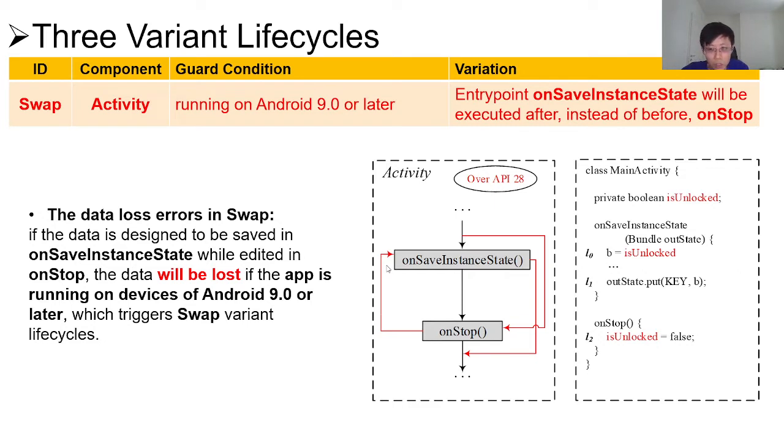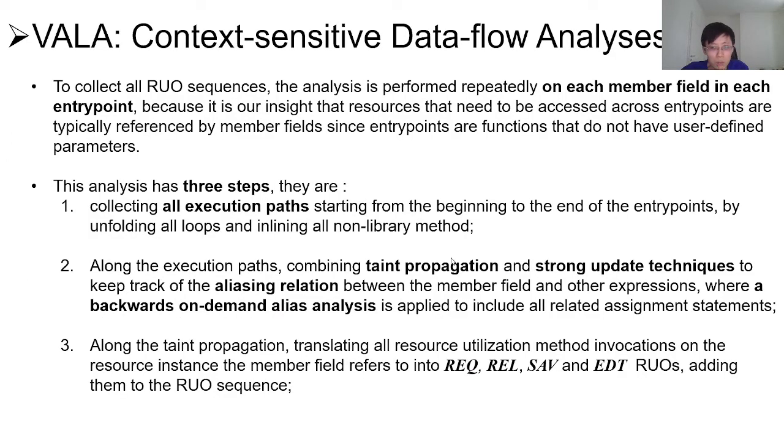All three cases are from real-world Android applications, and to detect these resource utilization bugs, VALA next conducts a context-sensitive data flow analysis repeatedly on each member field in each entry point to collect all the IO sequences. As we have mentioned before, it is our insight that only resources accessed across entry points can lead to bugs in variant life cycles, and these resources are typically referenced by member fields.